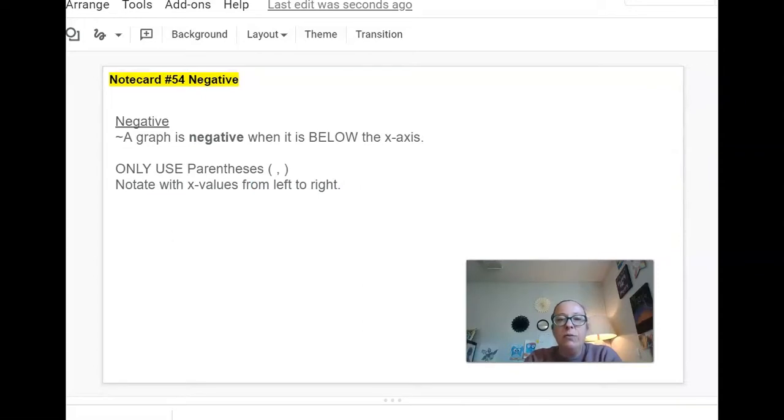A graph is negative when it is below the x-axis. We're going to only use parentheses, and we're going to notate with x values from left to right. Pause me and finish up note card 54.